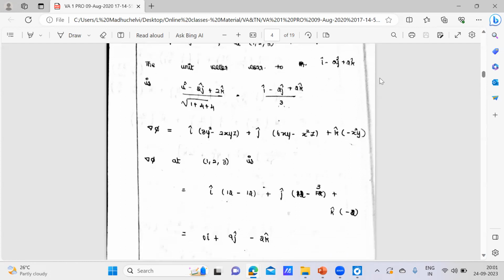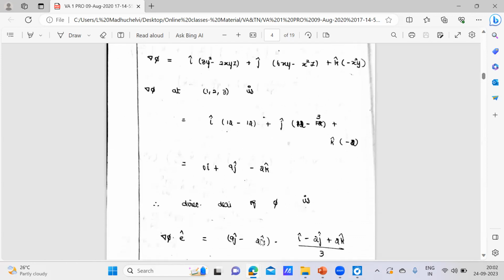Then del phi at the point (1, 2, 3): let us substitute x equal to 1, y equal to 2 and z equal to 3. We get i times (3 into 2 squared, that is 12, minus 2 into 1 into 2 into 3, that is 12), plus j times (6 into 1 into 2, that is 12, minus 1 squared into 3, that is 3), plus k times minus 1 squared into 2, that is minus 2. So del phi is 0i plus 9j minus 2k.